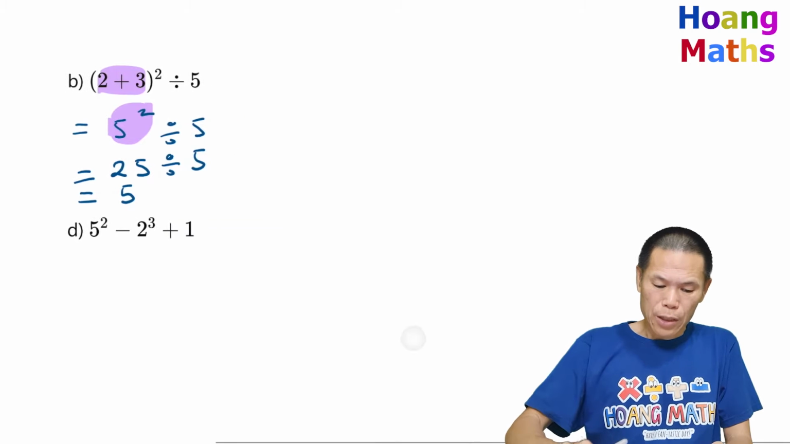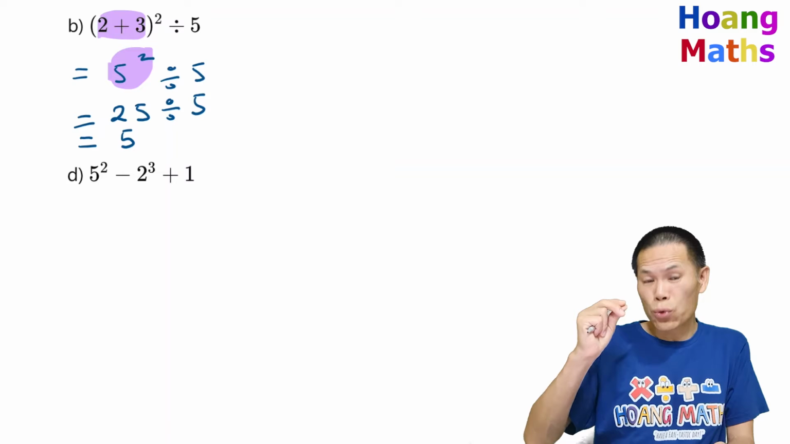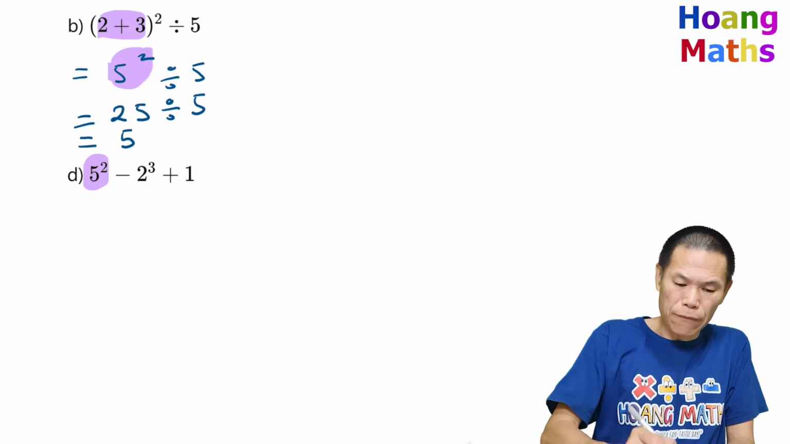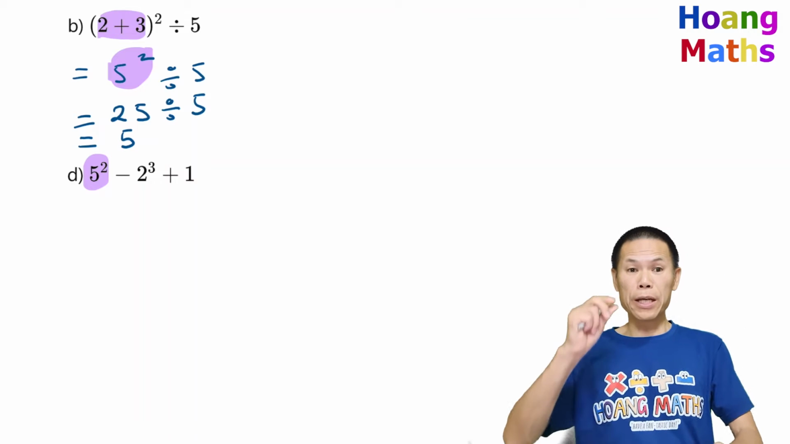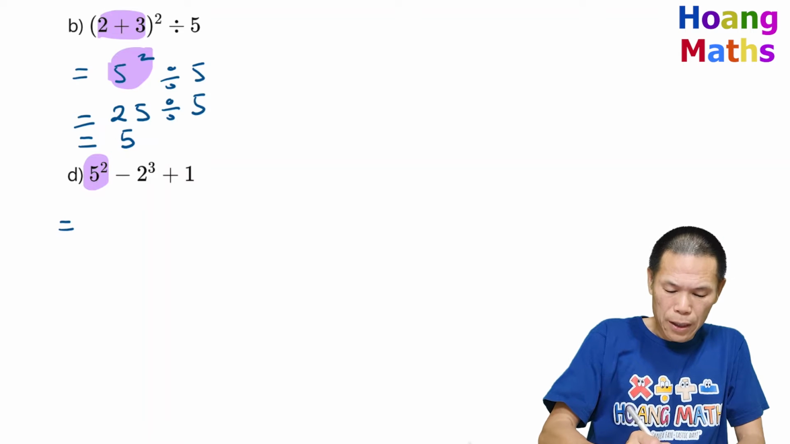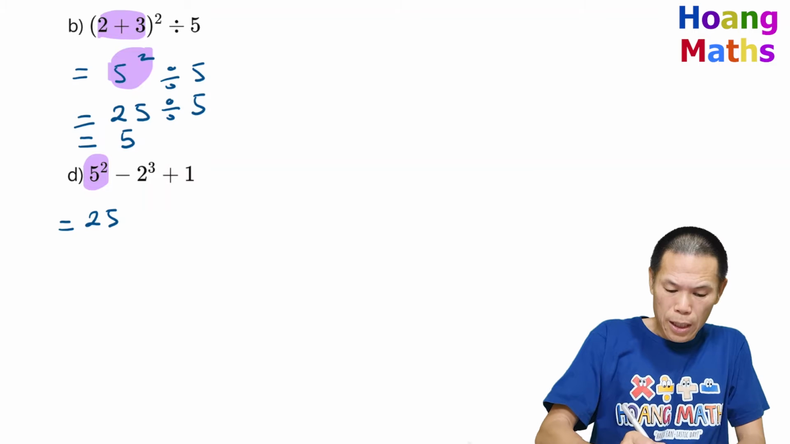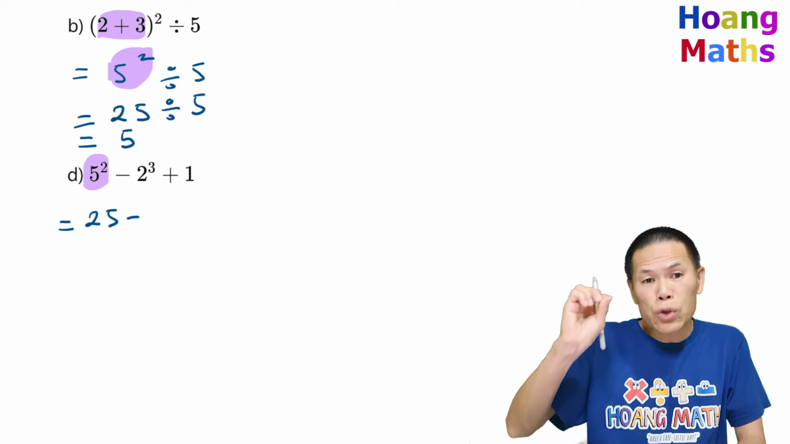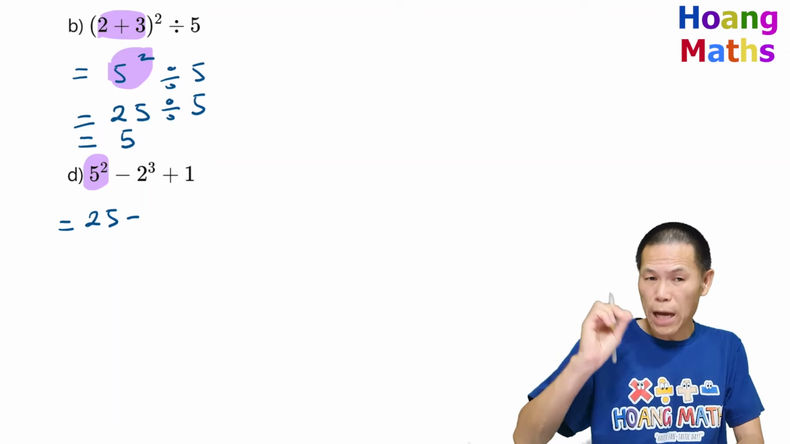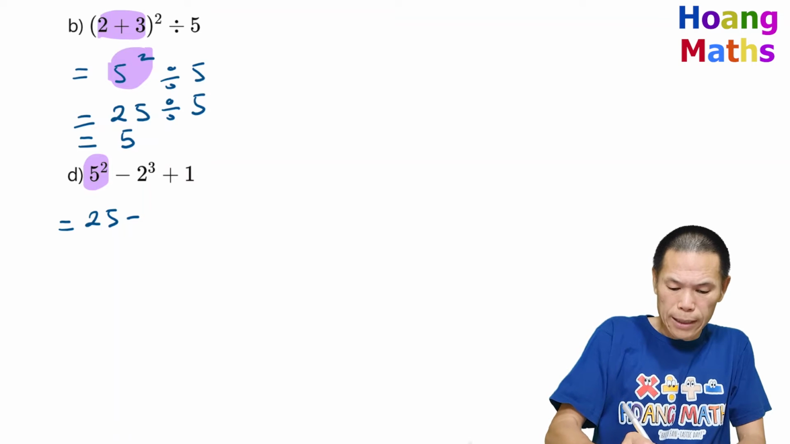Part D. So we have 5 squared minus 2 to the power 3, add 1. And we need to work out 5 squared first. And 5 squared is 5 times 5. So 5 times 5 is 25. And 2 to the power 3 is 2 times 2 times 2. 2 times 2 is 4. And we know 4 times 2 is 8. So 2 to the power 3 is 8.